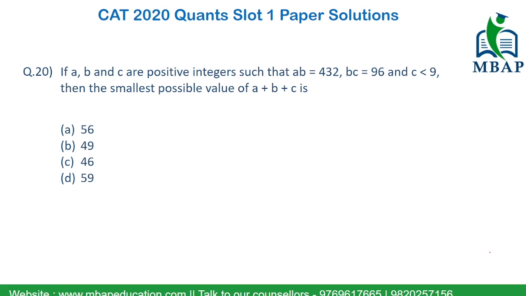The question says, if A, B, and C are positive integers such that A into B is 432, B into C is 96, and C is given to you as less than 9, then find the smallest possible value of A plus B plus C, the sum of all.